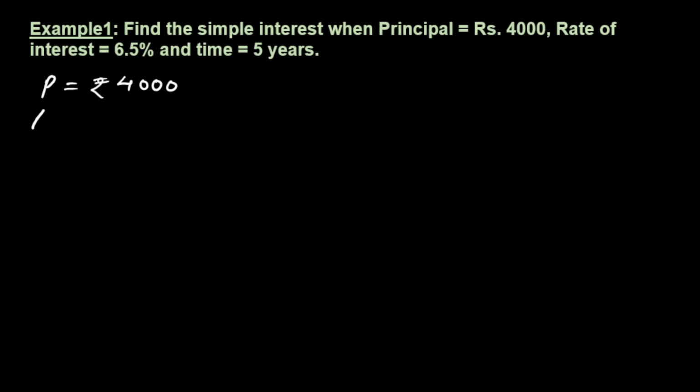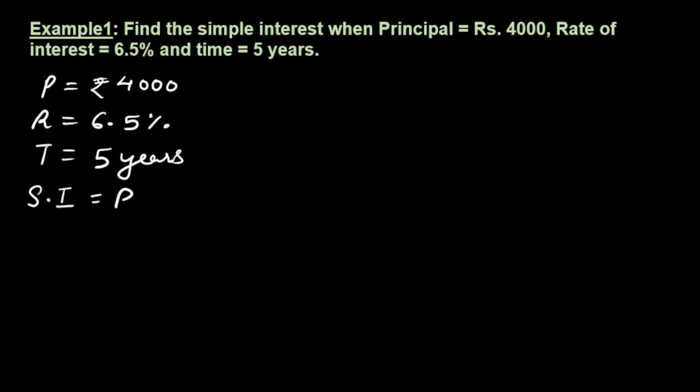Rate of interest R is given to us as 6.5% and time is given to us as 5 years. So what we have to find? We have to find simple interest. So simple interest we can find using the formula of simple interest. Formula is P into R into T by 100.